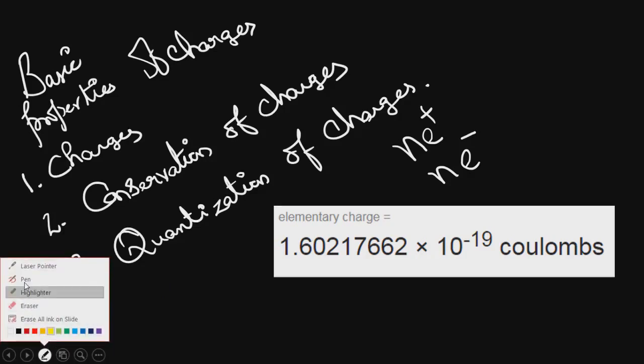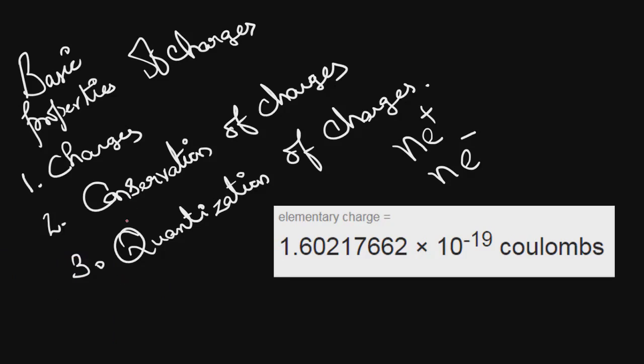For example, when a glass rod is rubbed against a silk cloth, some negative charges are transferred from glass to silk. As a result, the glass rod is positively charged and the silk cloth becomes negatively charged. From this observation, it was concluded that charges are neither created nor destroyed but can only be transferred from one object to another. This is called conservation of total charge.